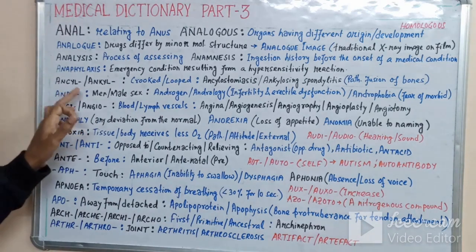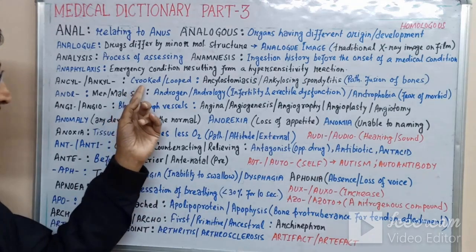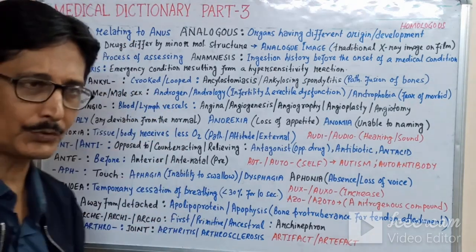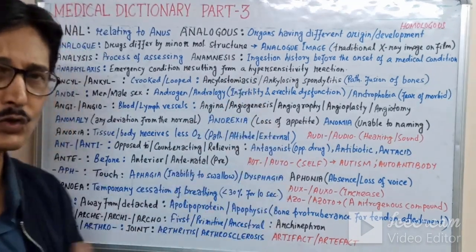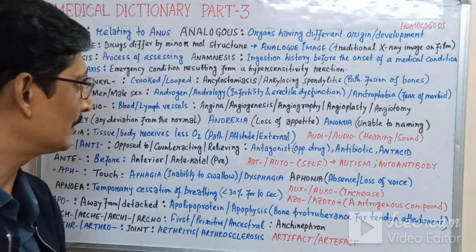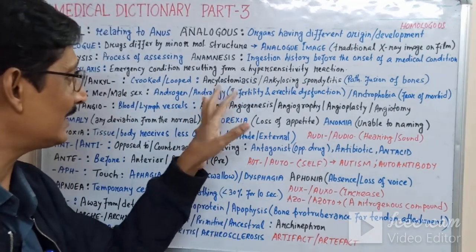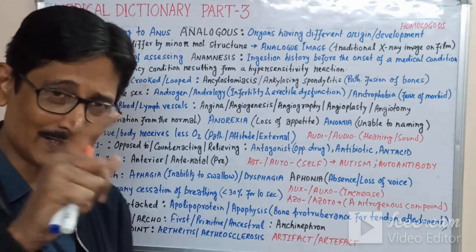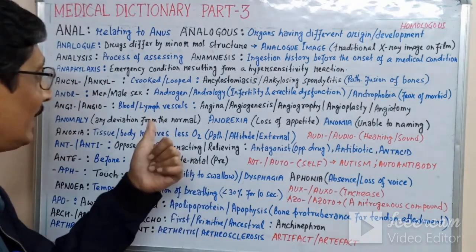Now ANCYL, or ANKYL, is a prefix, pronounced ankyl. Ankyl means crooked or looped, that is, a loop. Like ankylostomiasis. Ankylostoma duodenale is the scientific name of hookworm. The infection due to hookworm is known as ankylostomiasis. The structure of Ankylostoma duodenale is loop-like, so it is called ankyl.